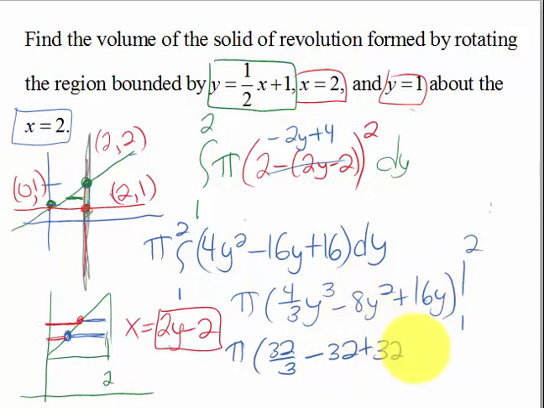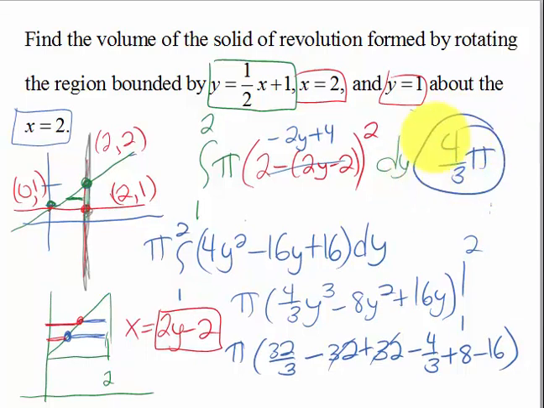And then putting in the lower limit and subtracting it, we have minus 4/3. Putting it here and then subtracting will make that a plus, and then putting it here and subtracting will make that minus 16. So let's go ahead and see what we can do to simplify. It looks like these will cancel, and here I have 28/3 minus 8 would be 24/3. So it looks like I'm going to get 4/3 pi for my volume.